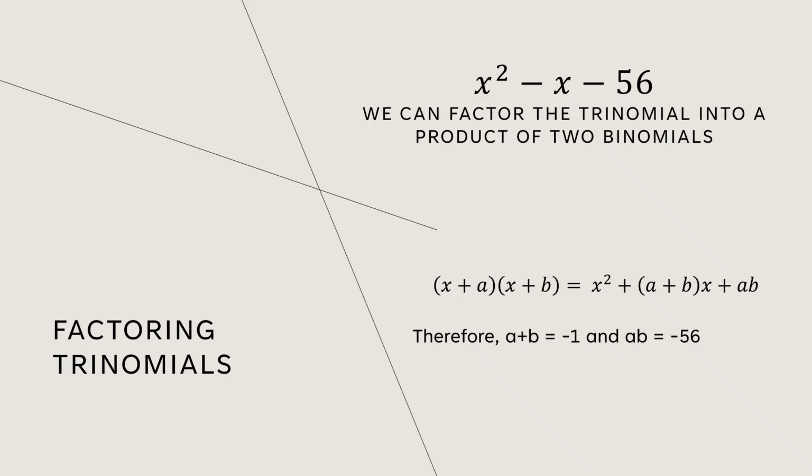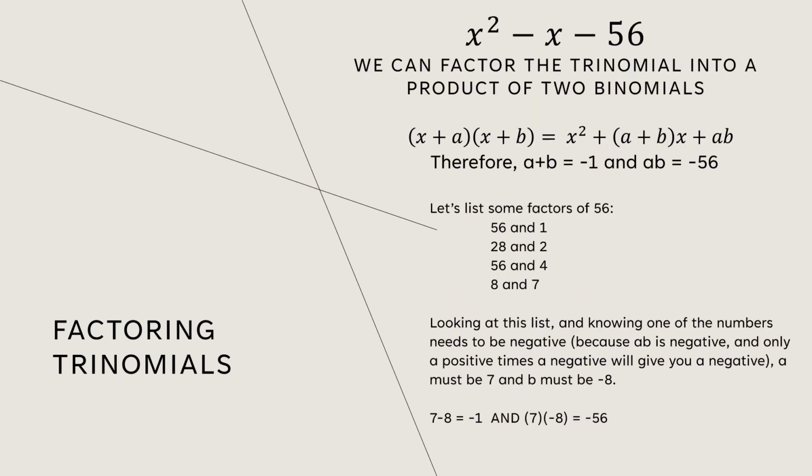So what we want to do is factor this trinomial into a product of 2 binomials. There's an equation that you can use. x plus a times x plus b is equal to x squared plus the sum of a and b times x plus the product of ab. So therefore we know that a plus b must equal -1 and a times b must equal -56.